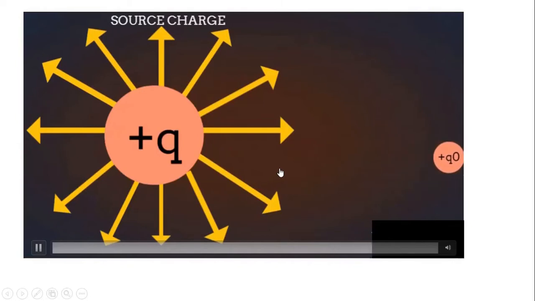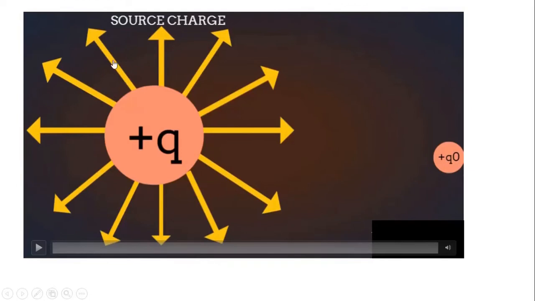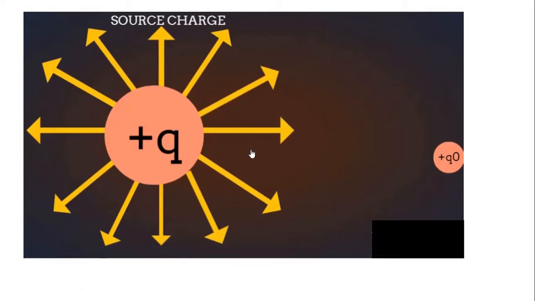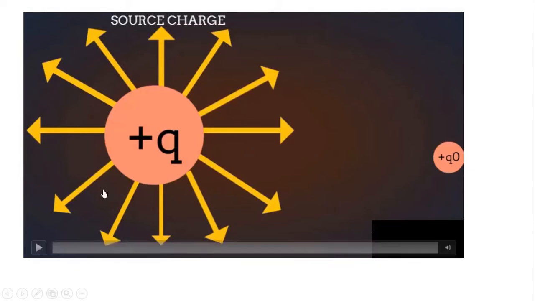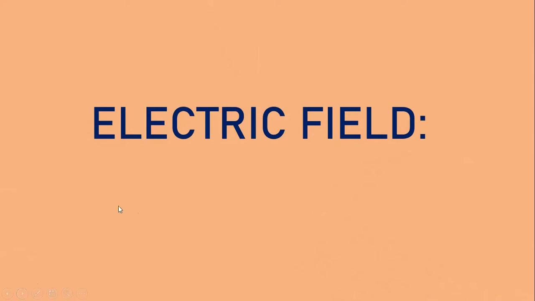Now from where does this force come? This is because of the presence of the electric field around the source charge. This electric field will exert a force on the test charge, and this is all about the concept of electric field. That means it helps us to find out the magnitude of the force experienced by other smaller bodies.